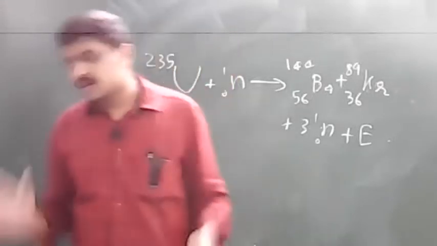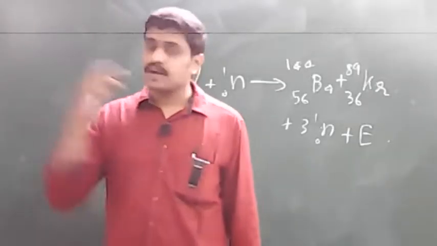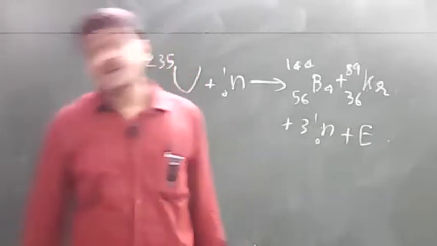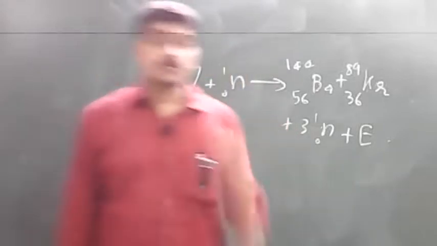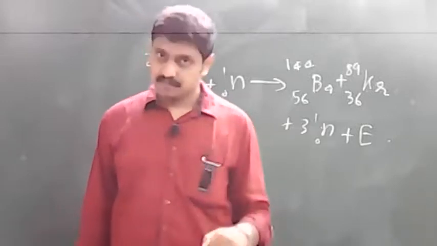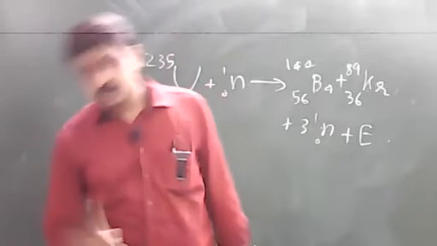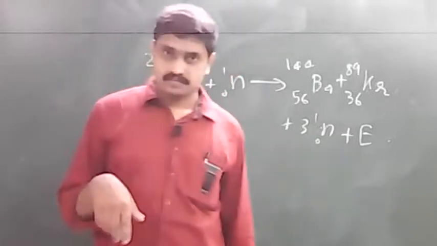What's the difference between nuclear fission and decay? Nuclear fission does not occur by itself; we are making it happen. But radioactive decay is a spontaneous, naturally occurring process. We don't have any control over radioactive decay. But in nuclear fission, we are making this process run.